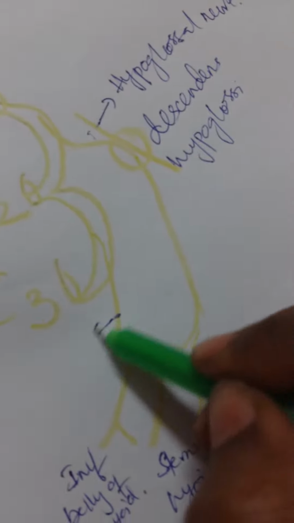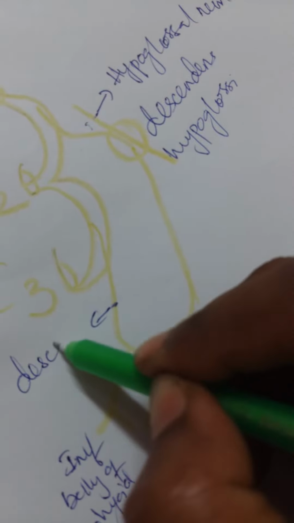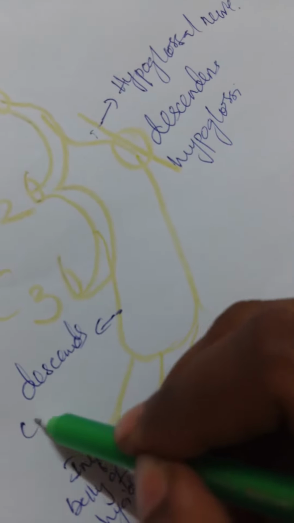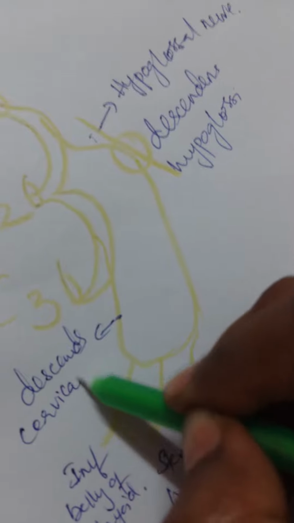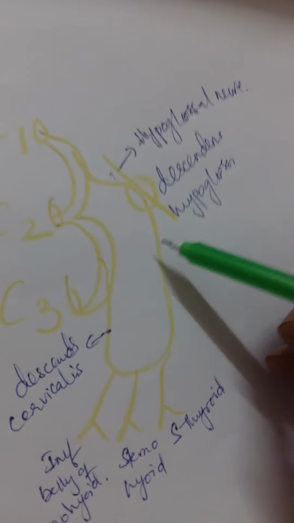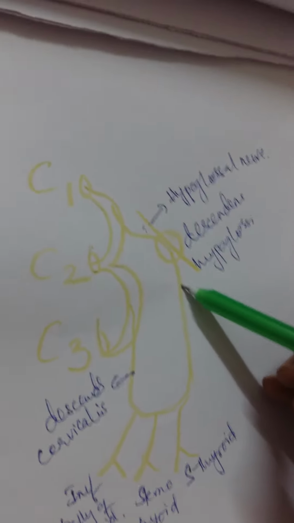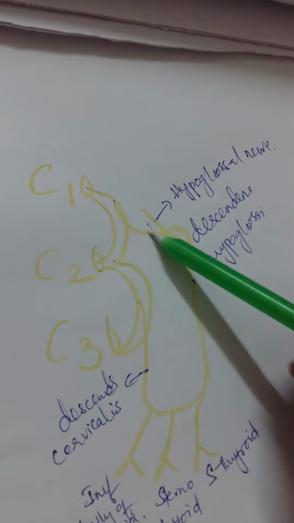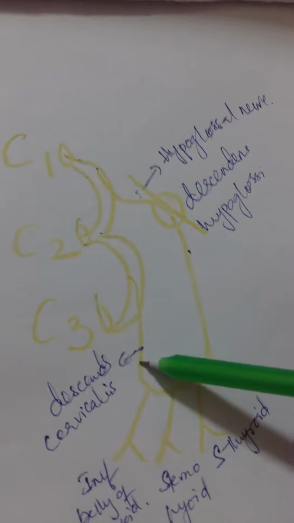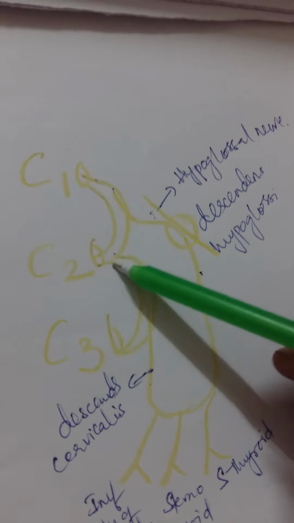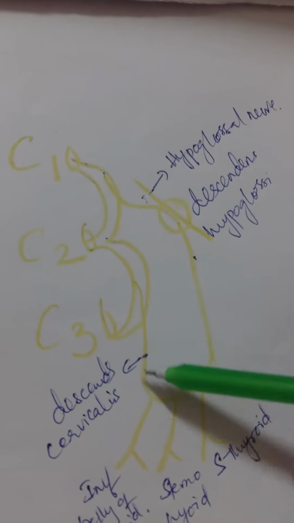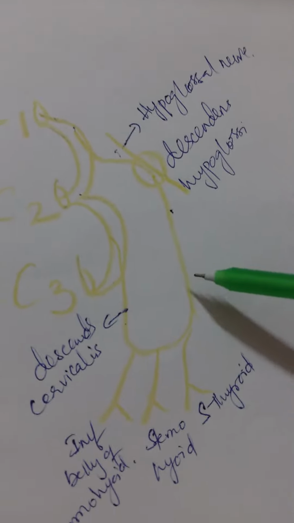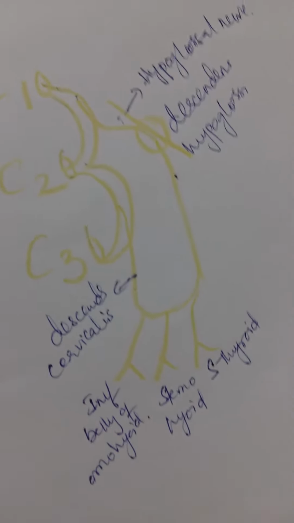Now this is descendens cervicalis. This descendens hypoglossi, even though it is arising from the loop between C1 and C2, has only C1 fibers, whereas the descendens cervicalis has contributions from both C2 and C3. It lies over the carotid sheath. This is the ansa cervicalis.